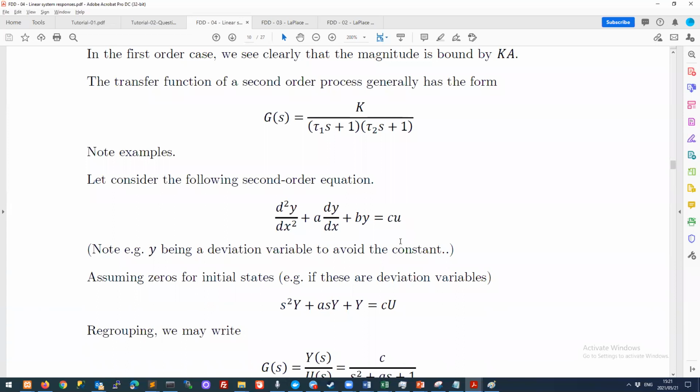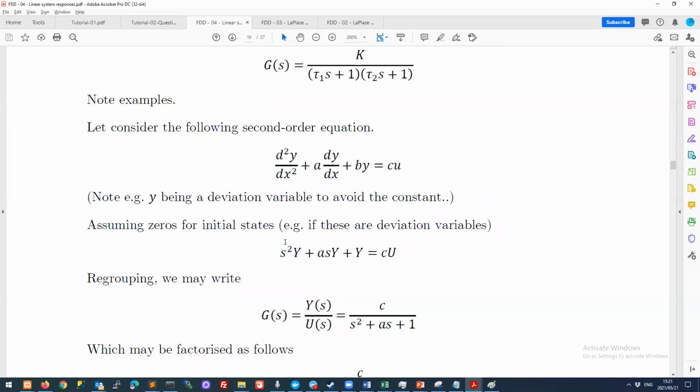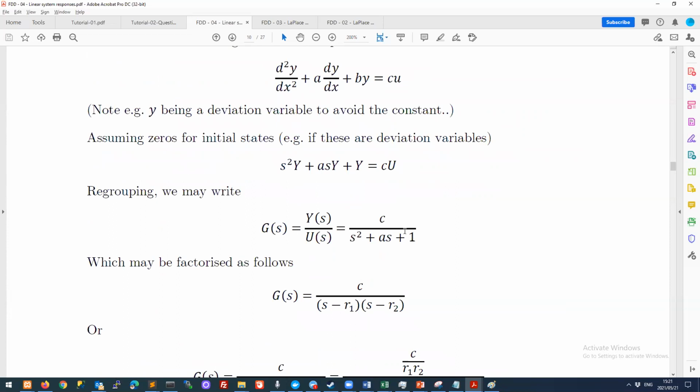So the first thing is, let's say you have a second order differential equation. It's also linear. You can see the constants here. If you translate this to the Laplace domain, your second order derivative will have an s squared y, the first one will have an sy, then this will be a y, and that will be a u. And so you'll have a quadratic.